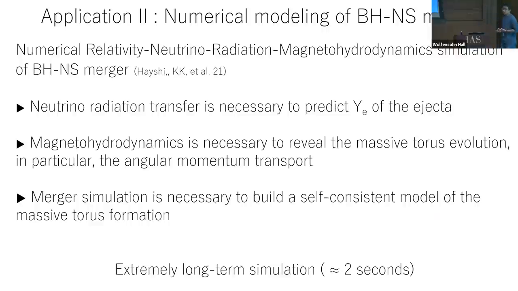So with this background, we performed a numerical relativity, neutrino radiation, magnetohydrodynamic simulation of black hole neutron star merger. As I explained in the previous slide, neutrino radiation transfer is necessary to predict the electron fraction of the ejecta, and magnetohydrodynamics is necessary to follow the massive torus evolution, in particular the angular momentum transport. I'm going to explain that later on. And merger simulation is also necessary to build a self-consistent model of the massive torus formation. So we performed an extremely long-term simulation, up to 2 seconds in physical time. And then, of course, we selected a model which is subject to the tidal disruption.